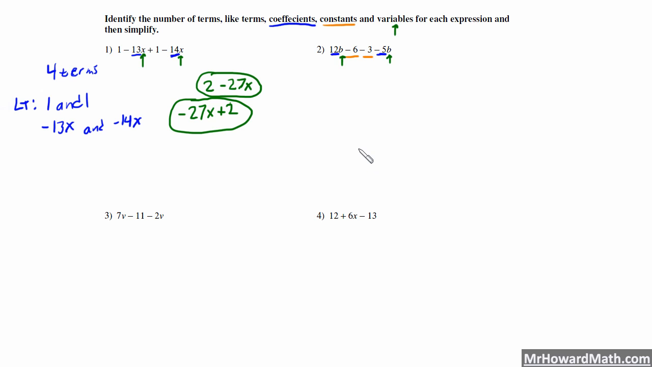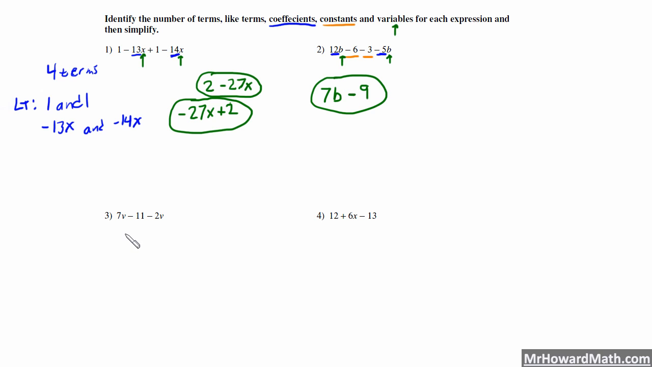All right, now we need to simplify. So let's gather our like terms. So we have 12b minus 5b. Okay, so 12b minus 5b is going to be 7b. So 7b. Then we have constants. We have negative 6 minus 3. That gives us a negative 9. So 7b minus 9 would be our final answer there.